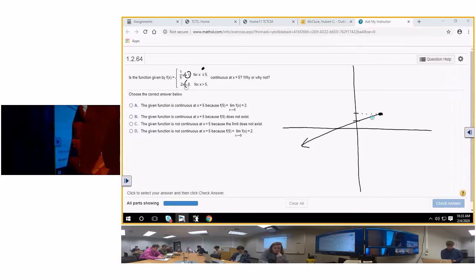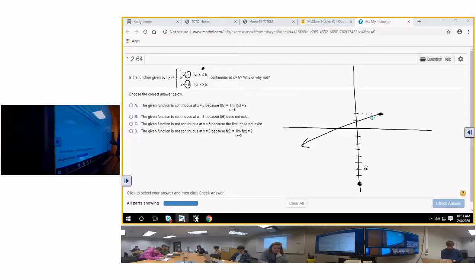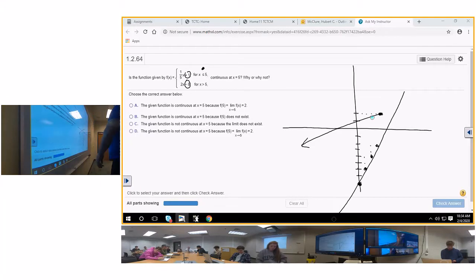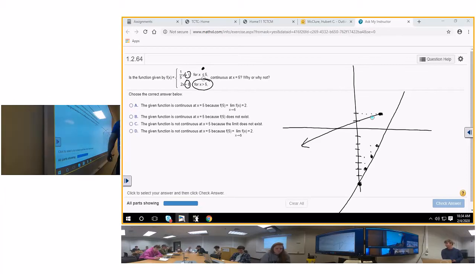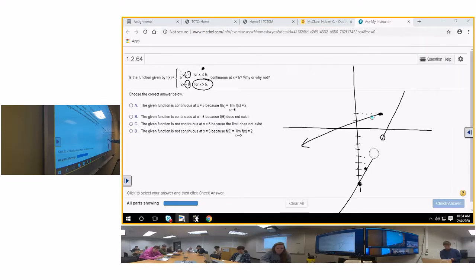2x minus 8, I've got a vertical shift of -8. And I've got a positive slope of 2 over 1. So I've got a line that looks like that. What numbers can I use here? Numbers greater than 5. And it's an open circle. So I've got to erase everything this way.